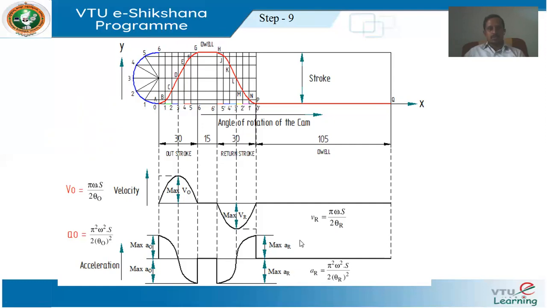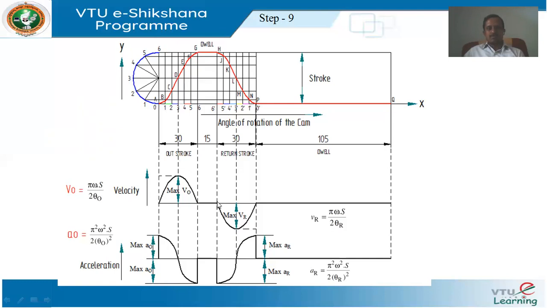Similarly, during return stroke, mark the maximum velocity during return stroke. We have determined it using this formula with a suitable scale. Mark the dimensions along the mid position of return stroke downward from this reference line. Then we need to join these points, the beginning of outstroke, the maximum, then the end of outstroke, with a parabolic arc. Then during the dwell period, the follower velocity is constant and comes along the reference line.